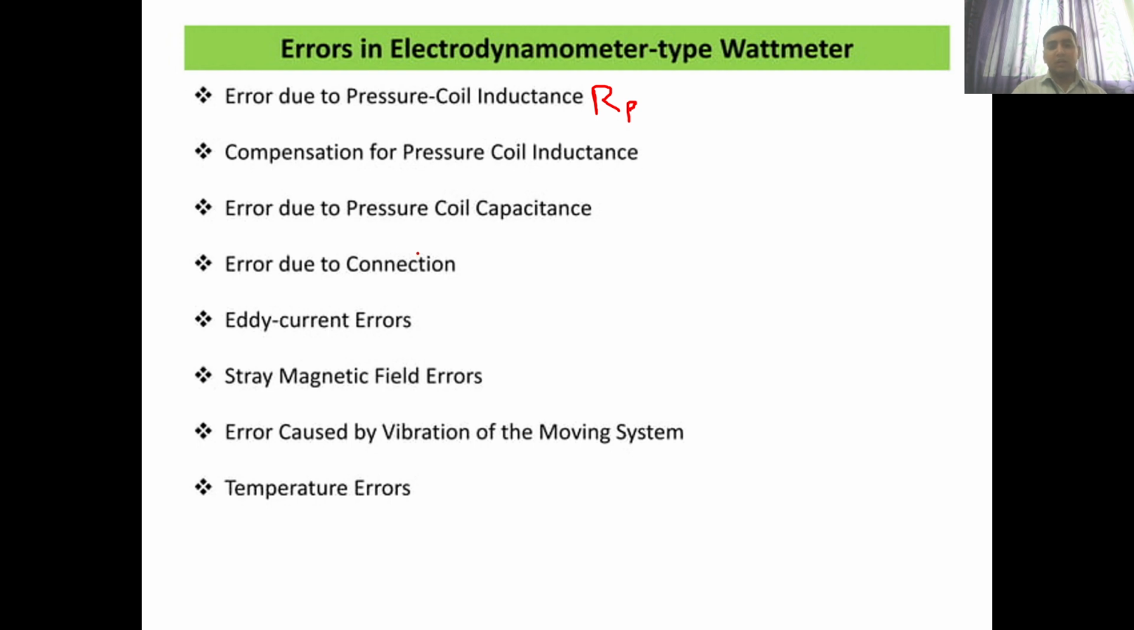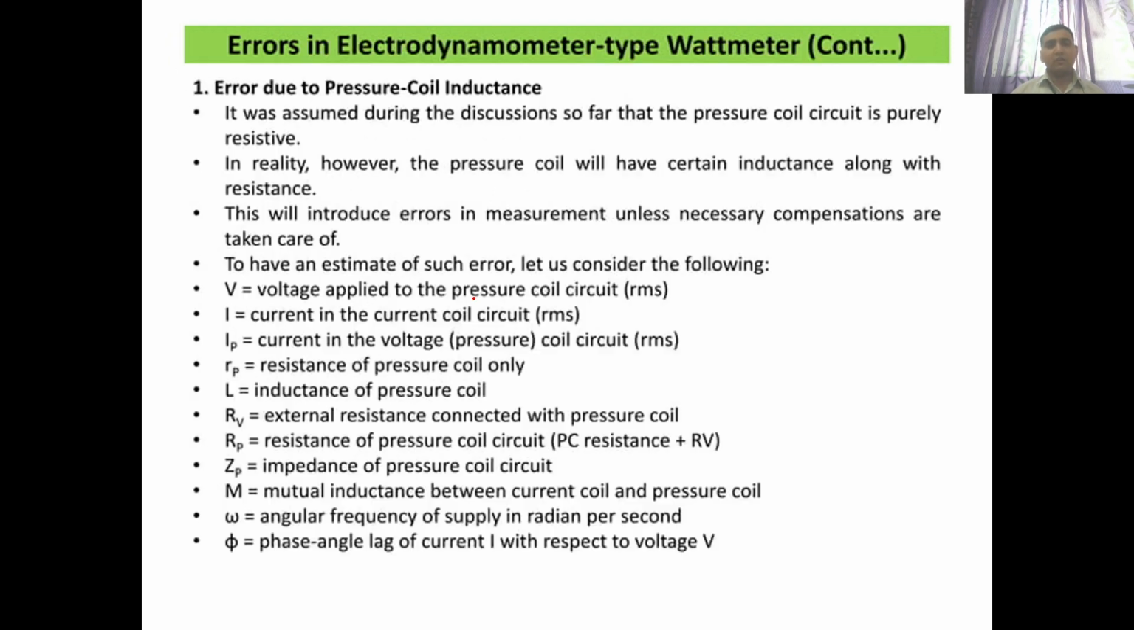In the next part we talk about eddy current errors, as we connect the system, how the eddy current will cause error in the current coil. Then the effect of stray magnetic field, as we do not use a permanent magnet but an electromagnet in the fixed coil. Then error due to vibration of the moving system and temperature. These are the errors we will discuss in today's lecture. Now let us start with the errors one by one.